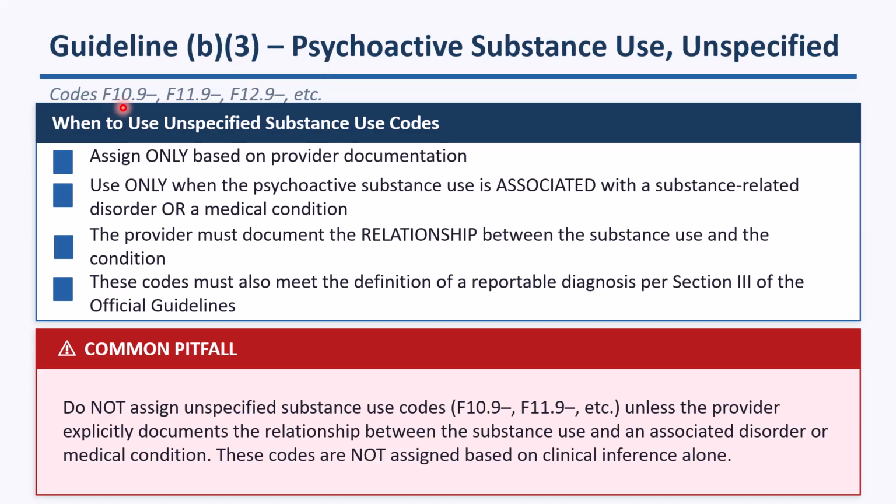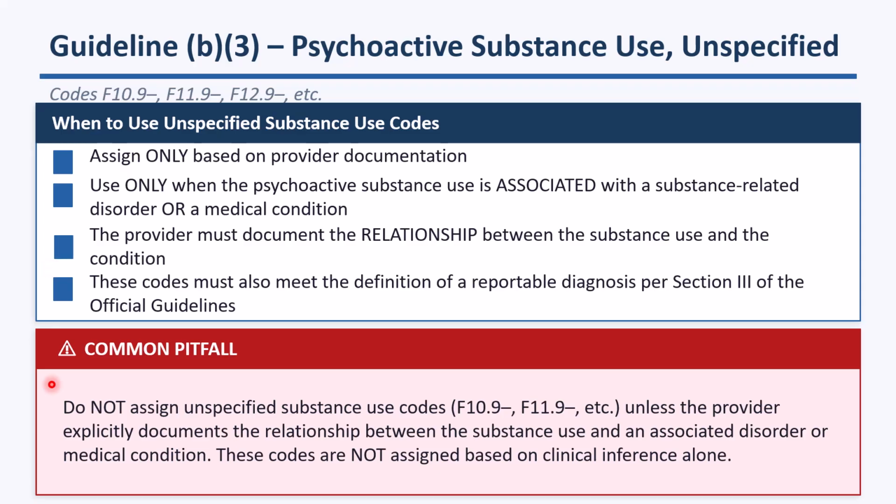Guideline B3 is about psychoactive unspecified substance use codes. Those codes include F10.9, F11.9, F12.9. These codes are more restricted than you might think. You can only assign them when two conditions are both met. First, the assignment must be based on provider documentation. Second, the substance use must be associated with either a substance-related disorder like a sleep disorder, sexual dysfunction, or mental disorder, or a documented medical condition, and the provider must explicitly document the relationship.